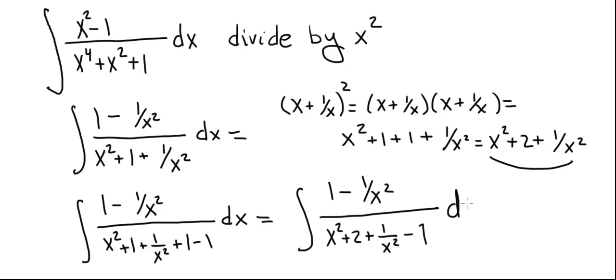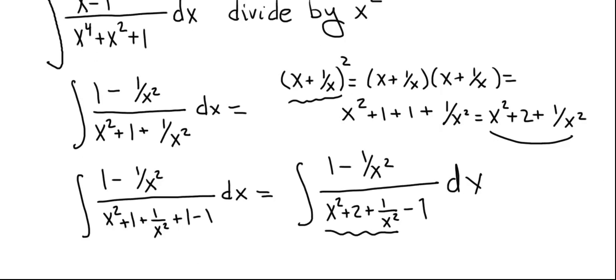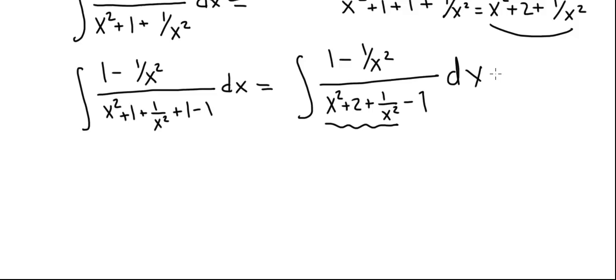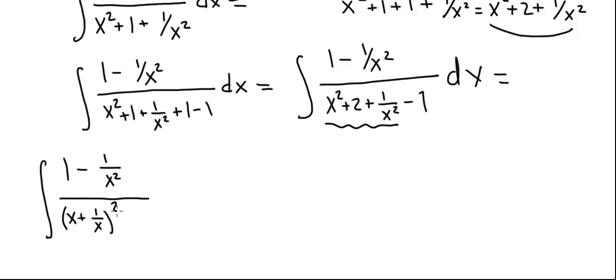So now we can take these three terms and write it as x plus 1 over x, squared. So let's go ahead and do that. This is equal to, in the numerator, we didn't do anything, so it's 1 minus 1 over x squared. In the denominator, we have x plus 1 over x, quantity squared, minus 1, dx.